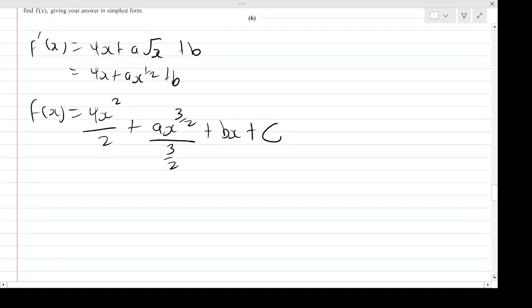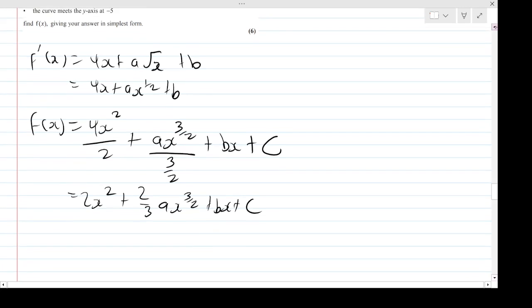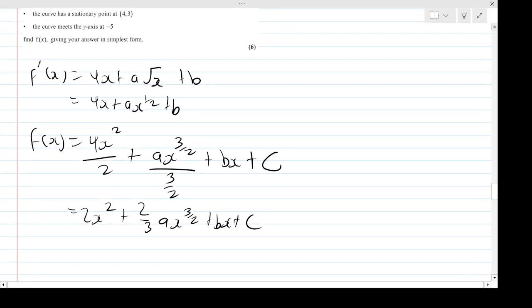Right, and we can clean up the fractions a little bit. So 4/2 goes to 2, so 2x squared. Then a over 3/2, well, the 3/2 is a fraction on the bottom, so we can just flip the fraction to say 2/3 of a, x to the 3/2. Okay, add bx, add c. Okay, that's simplified. Now I need some information to find these missing values, a, b, and c.